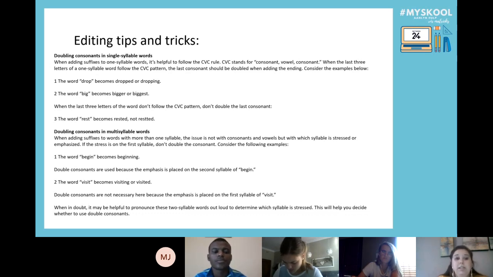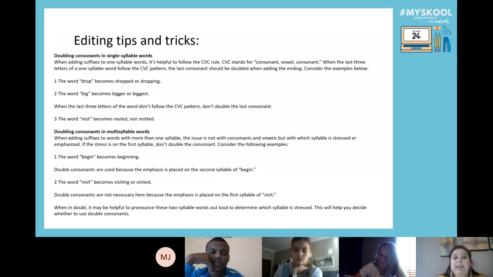Doubling consonants in multi-syllable words. When adding suffixes to words with more than one syllable, the issue is not with consonants and vowels, but with which syllable is stressed or emphasized. If the stress is on the first syllable, don't double the consonant. Consider the following examples. The word begin becomes beginning with two N's, not beginning, beginning. Double consonants are used because the emphasis is placed on the second syllable of begin.